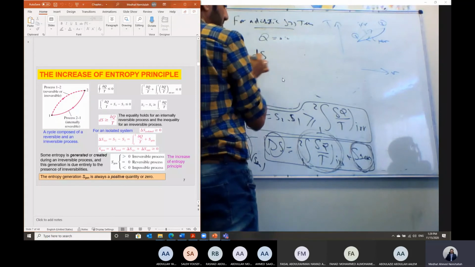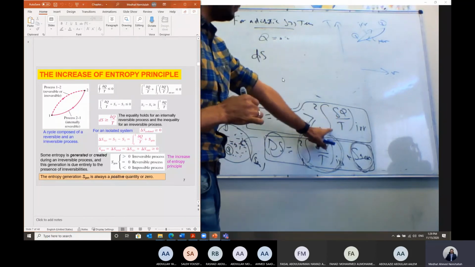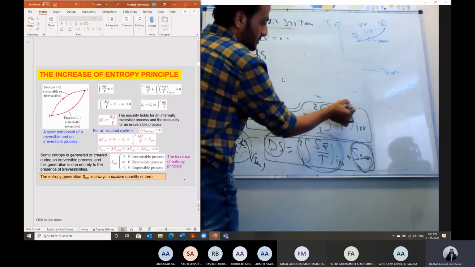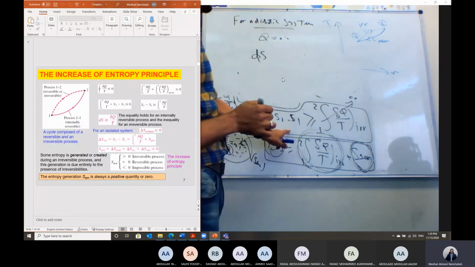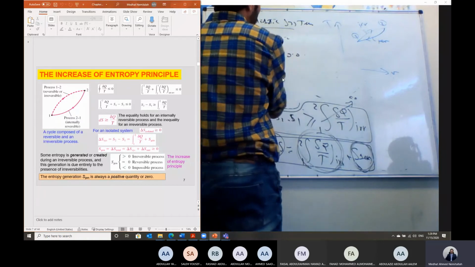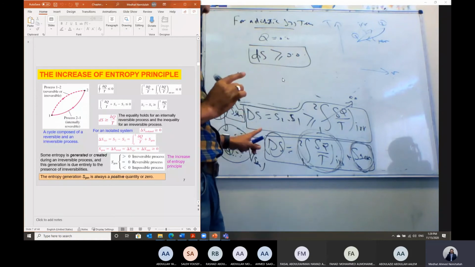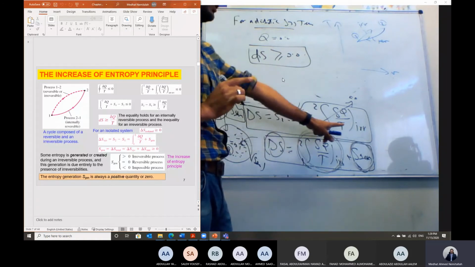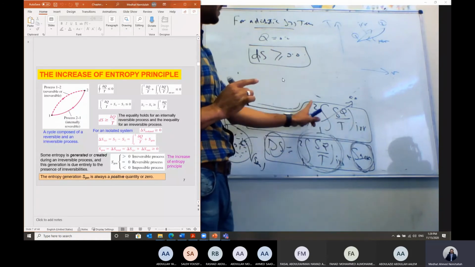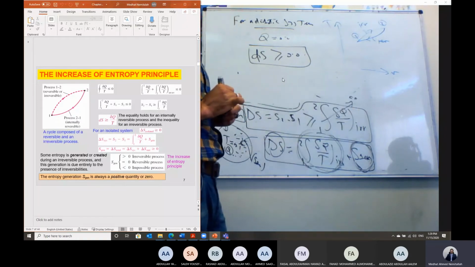So we said in this case delta S is greater than delta Q over T. If Q is equal to 0, we have adiabatic. That means delta S should be what? Greater than or equal to 0 in the case of an adiabatic system. So if the system is adiabatic, delta S for an irreversible process should be greater than or equal to this integration, as the heat transfer is equal to 0. So delta S will be greater than or equal to 0.